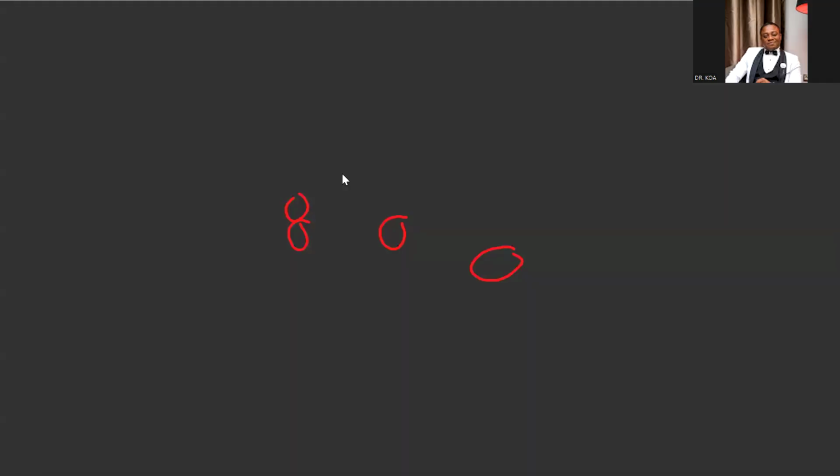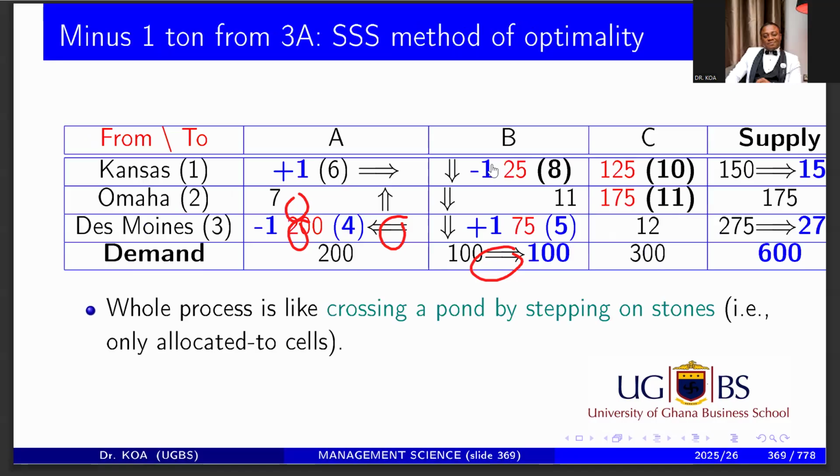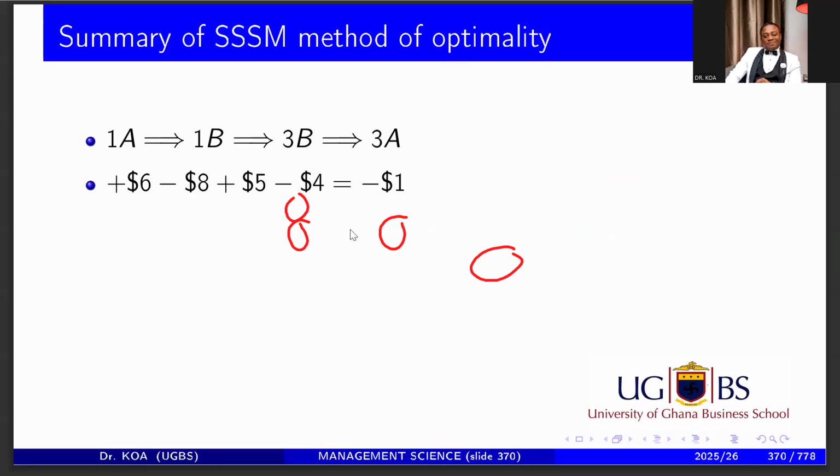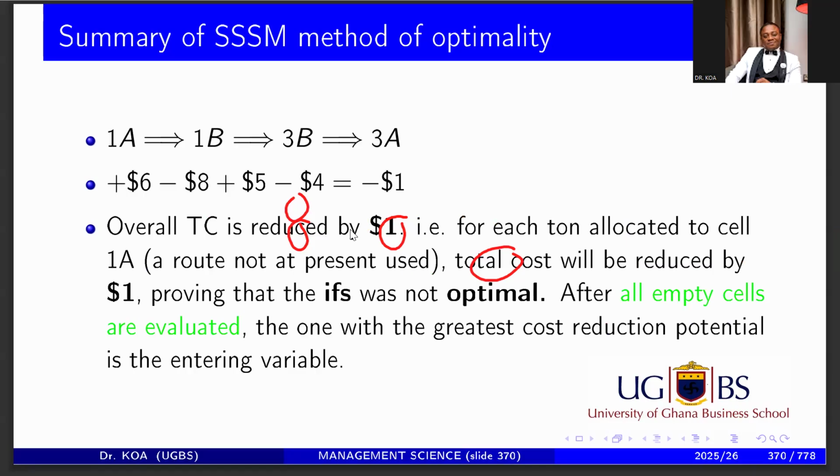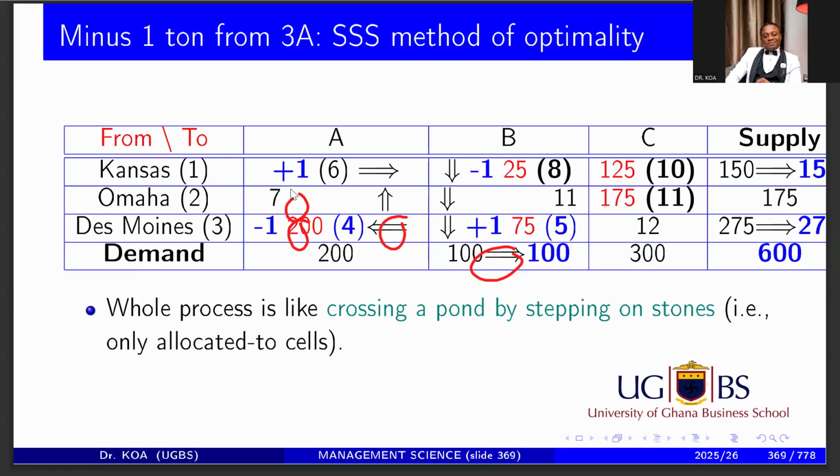That one is what? 6 minus 1, because it has a minus. This minus is multiplied by the 8. Okay, so you get -8 +1. +1 is multiplied by 5. So you get +5. Then -1. -1 is multiplied by 4. You get -4. When you add all of them together, you get -1, which is the value that you see here. So overall, by the time you get back here, this whole thing has balanced.